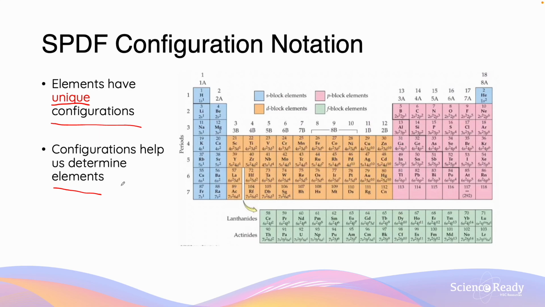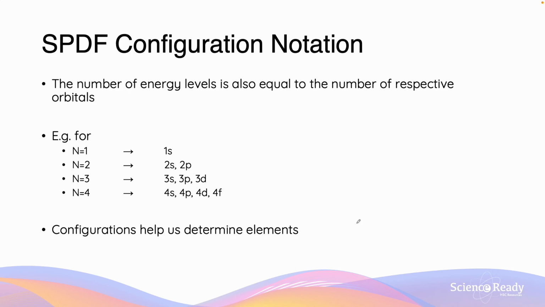Here on the right hand side we have a periodic table which demonstrates the different block elements, with the s block in blue, the p block in pink, the d block in orange, and the f block in green. So what this means is that all of these s block elements have the highest energy electrons in the s orbital, then the p block elements have them in the p orbital, d in the d orbital, and f in the f orbital. Another reason why SPDF configuration can help us identify and determine elements is because the number of energy levels is equal to the number of respective orbitals.